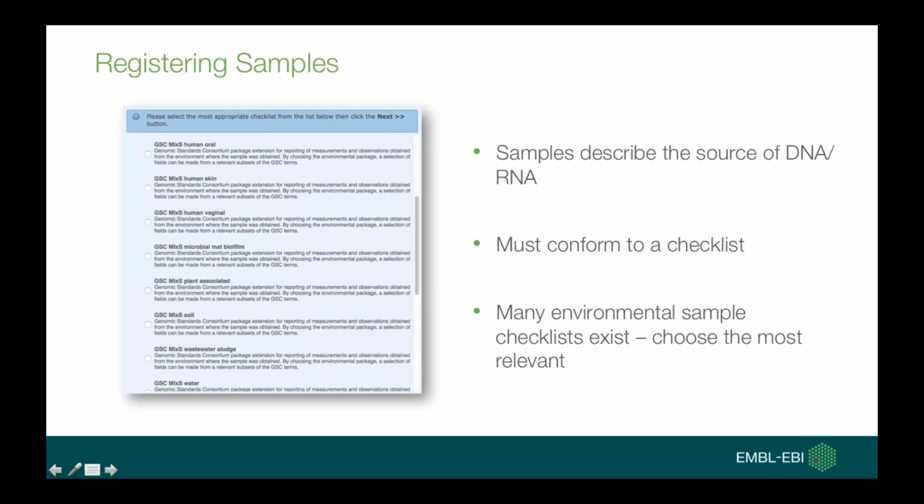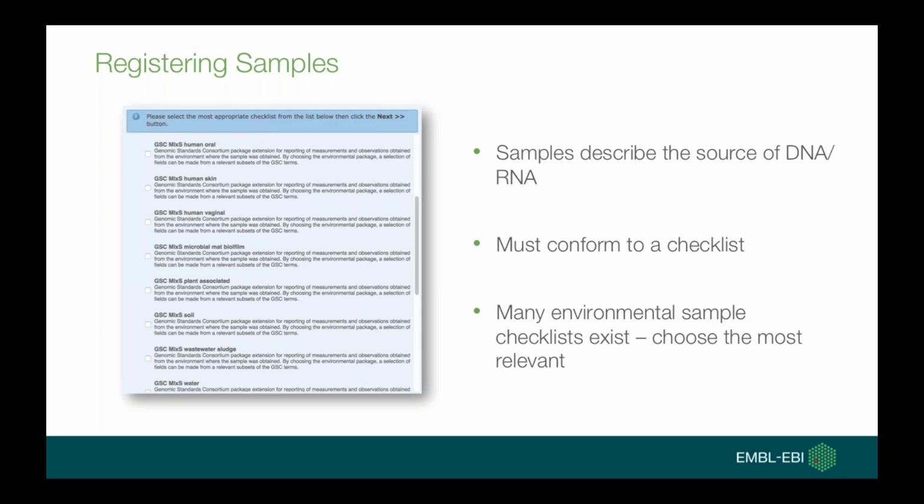Either way, this is just going to give you a list of bits of information about your sample that you have to provide. Some of them will be mandatory and some of them will be optional, and there'll be a different set of mandatory and optional attributes for each checklist. But there's lots of different environmental sample checklists that you can choose from, so you just have to pick out the most relevant one to your data. And making sure you provide as much metadata as possible is going to make your submission much easier to understand for other people in the future.